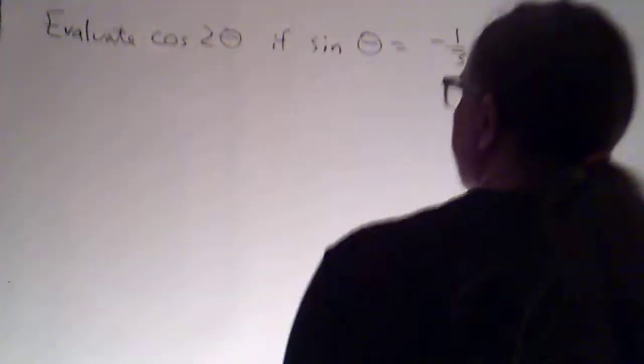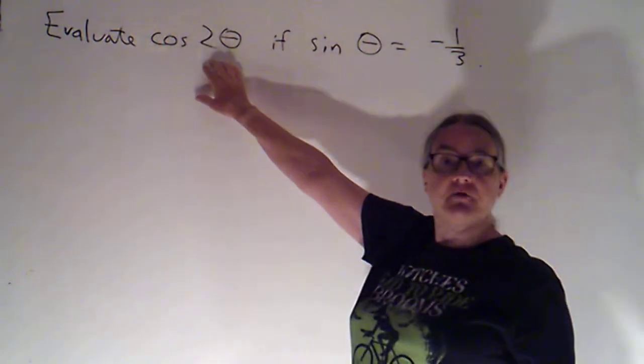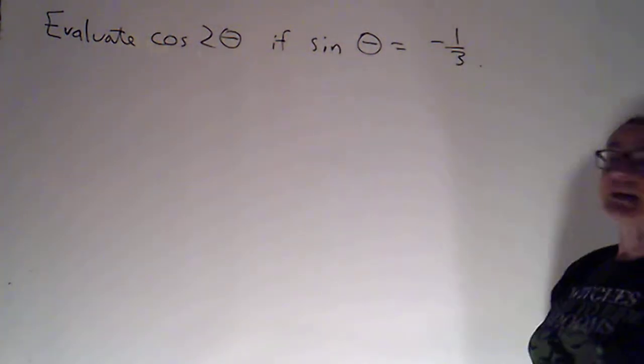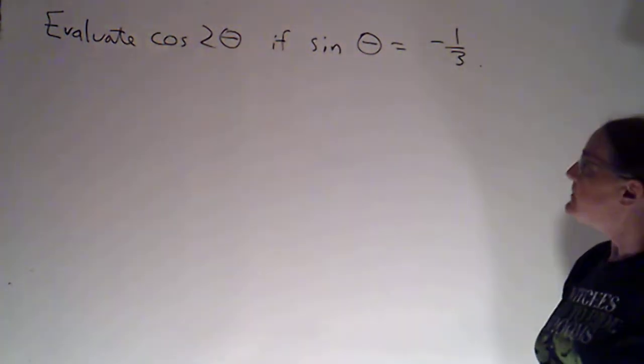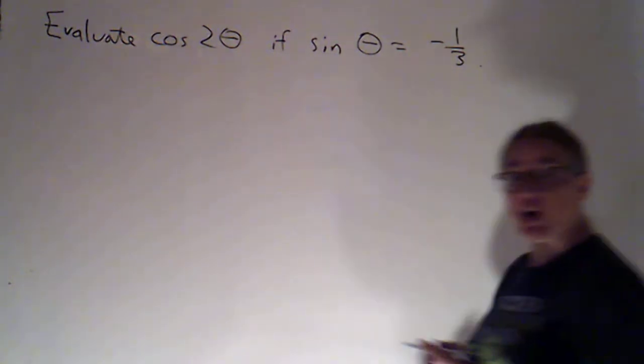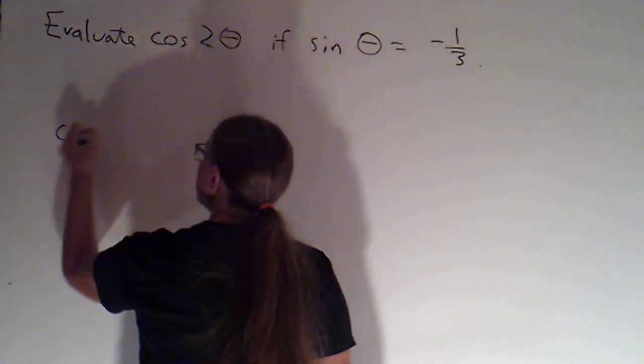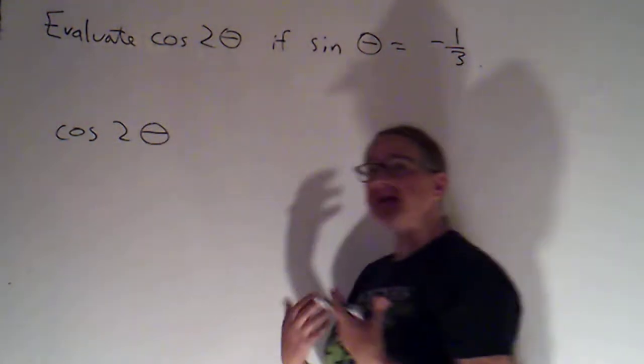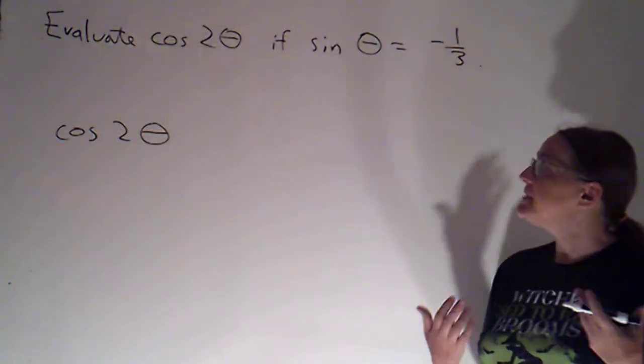Got this problem up on the board. We're asked to evaluate cosine of 2 theta if sine of theta is negative 1/3. So I need to use a double angle formula for cosine. I'm going to start with the one that falls directly out of the sum formula.